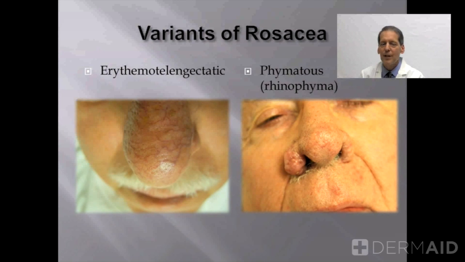Phymatous rosacea implies that there is overgrowth or hypertrophy of the connective tissue of the skin. This particularly involves the nose, in which case it's called rhinophyma. Rhino means nose. Here you can see enlargement and disfigurement of the nose, either globally or focally like we see in this photograph. This is what the famous comedian W.C. Fields suffered from, rosacea with rhinophyma.